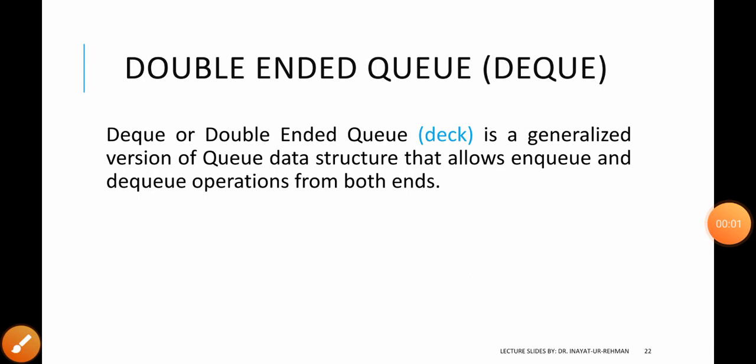The abstract data type which is to be discussed is the double-ended queue. Double-ended queue or DQ, also known as Deque, is a generalized version of the queue data structure that allows the NQ and DQ operation from both ends. In an ordinary queue, the insertion was from one end and deletion was from the other end. Now, the DQ is the combination of stack and queue, as we can insert and delete the elements from both ends.